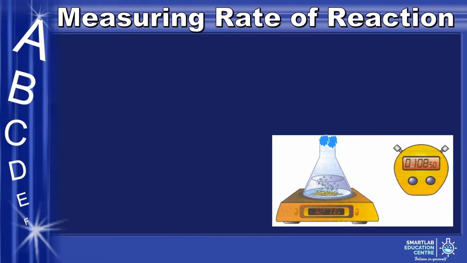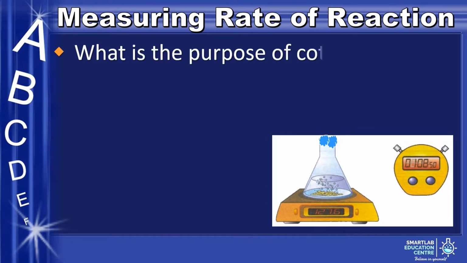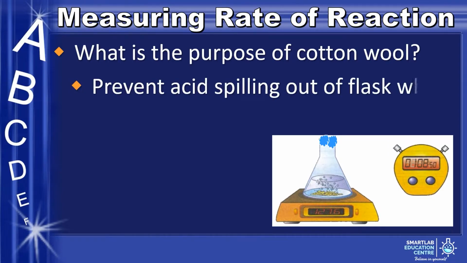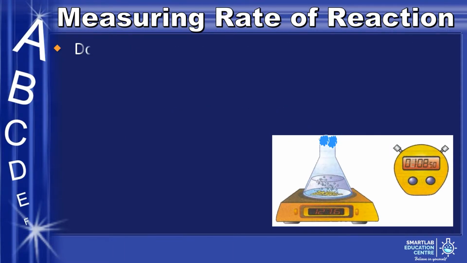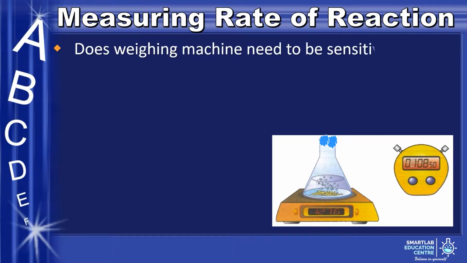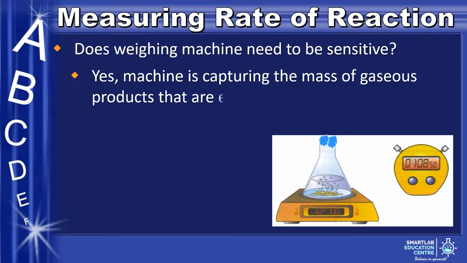A commonly asked question is, what is the purpose of the cotton wool in the conical flask? It is so as to prevent acid from spilling out of the flask, which may otherwise affect data. Does the weighing machine need to be sensitive? The answer is yes, as the machine is capturing the mass of the gaseous products that are escaping, which is small.